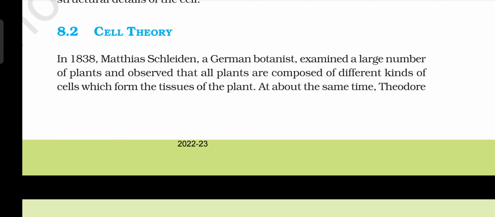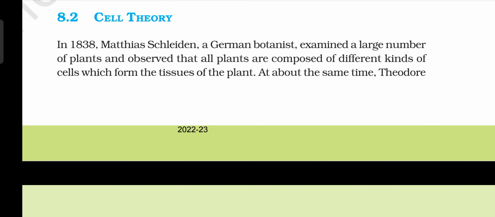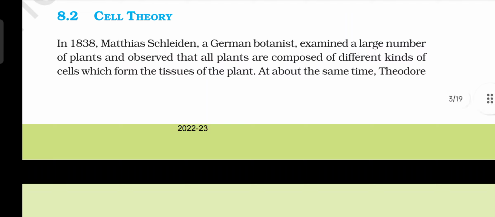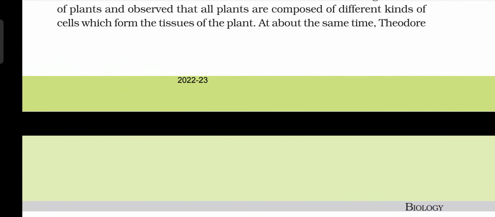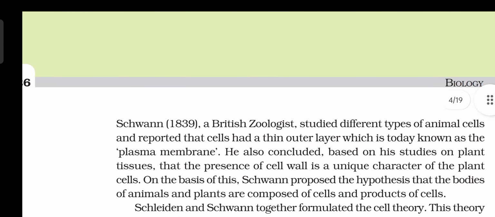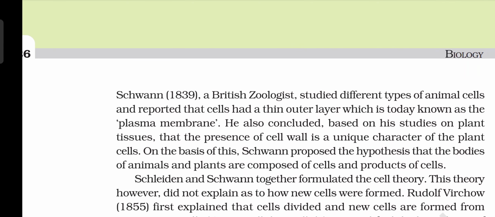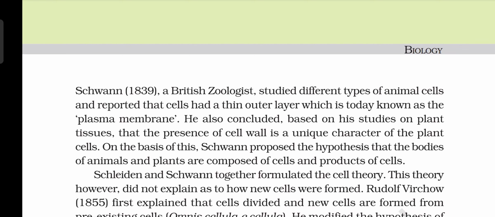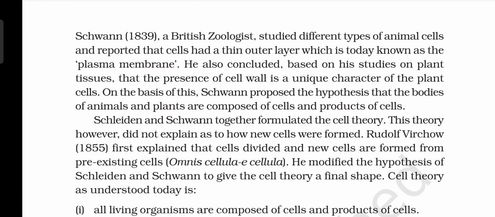Cell theory. In 1838, Matthias Schleiden, a German botanist, examined a large number of plants and observed that all plants are composed of different kinds of cells, which form the tissue of the plant. At about the same time, Theodor Schwann, a British zoologist, in 1839 studied different types of animal cells and reported that the cells had an outer layer, which is today known as the plasma membrane.